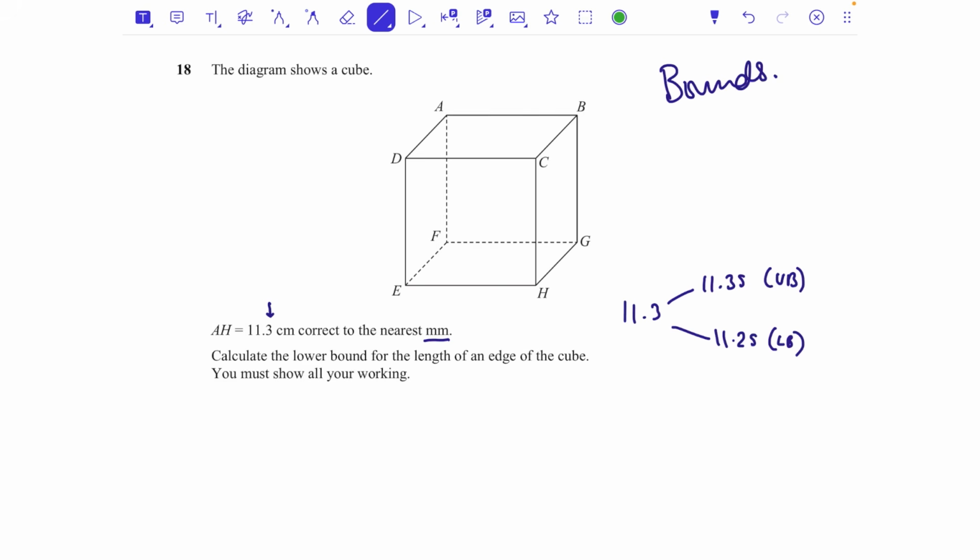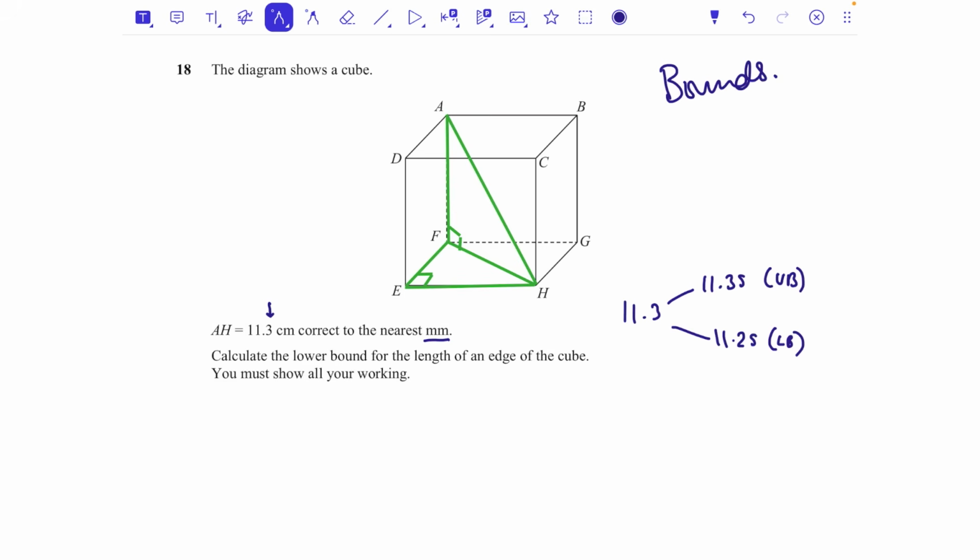And that is A to H. So that's going to go across there like that. Calculate the lower bound for the length of an edge of the cube. Okay, so we know to get that value, we would need to make a right-angled triangle like that. And we can make another right-angled triangle here, like that on the floor.